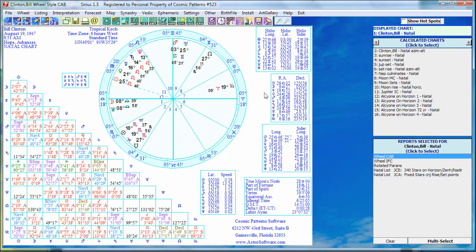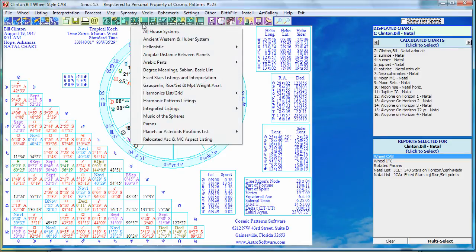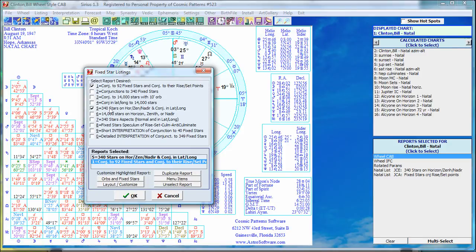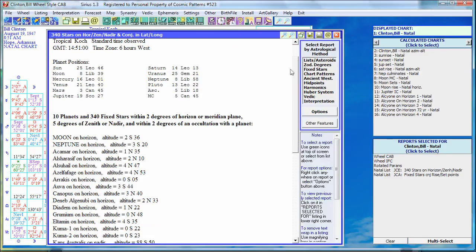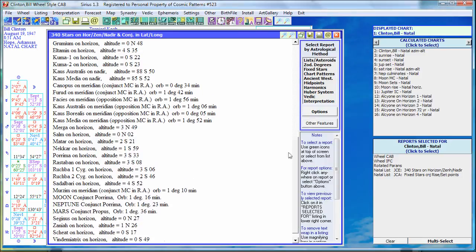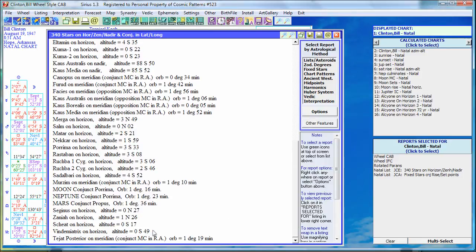Here's the Sirius main window. I have Bill Clinton's chart up here. And I can go to listings, and then fixed star listings. And I can select number 5 here. 340 stars on the horizon. Also the zenith, nadir, and some other information. And I click OK. And if I scroll down, it will tell me there's Vindemiatrix at altitude 0 south 49.